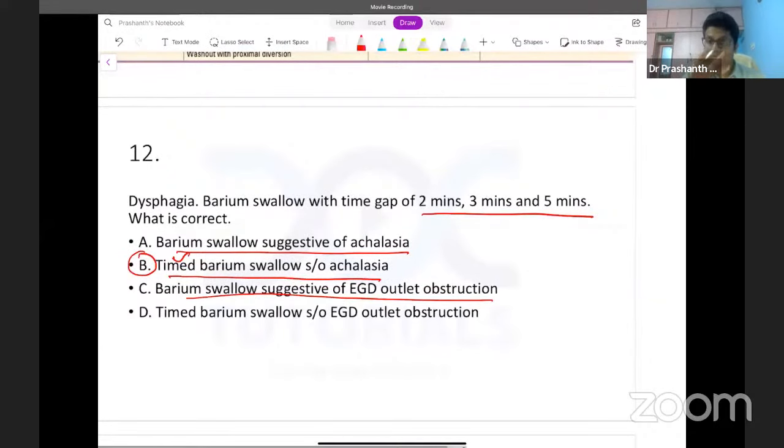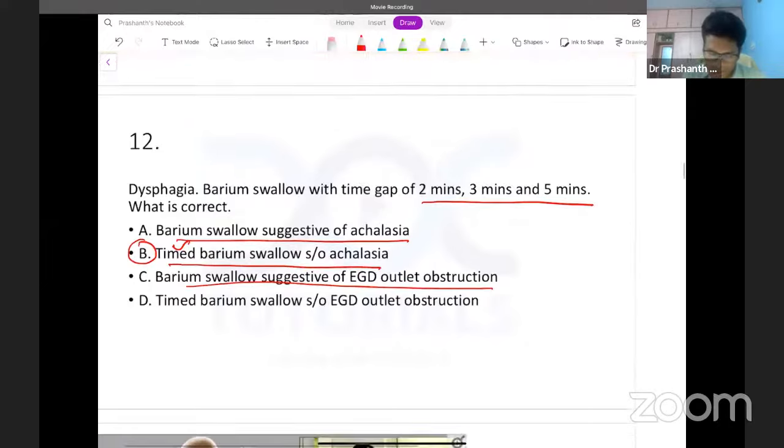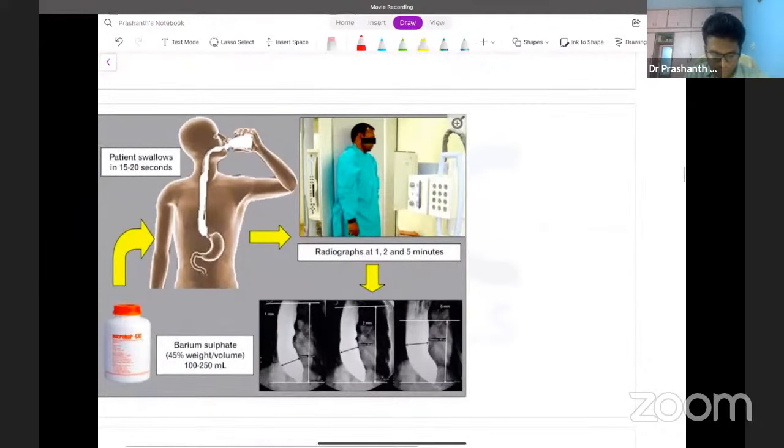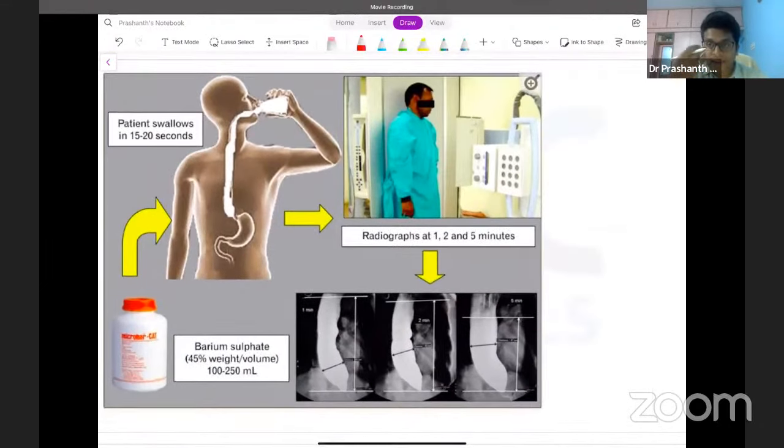Now, this is quite a good entity to read about, the esophageal emptying. So this is how it is done. First, make the patient swallow, in 15 to 20 seconds, barium sulfate, which is around 100 to 250 ml in the volume of 45% weight by volume.